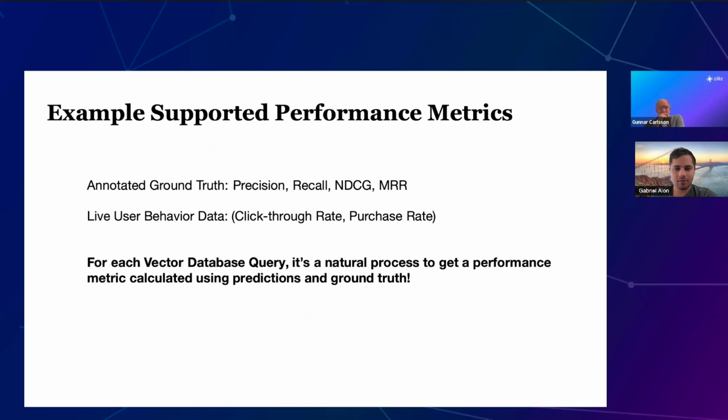Some metrics that are popular, and this framework supports really any metric that you've saved information about. Some ones we come across for vector databases are precision and recall. There are also ones related to the quality of ranked outputs, like NDCG. You can also pass in live user behavior data as an indicator of performance. So click-through rate and purchase rate tell you a lot about your queries.